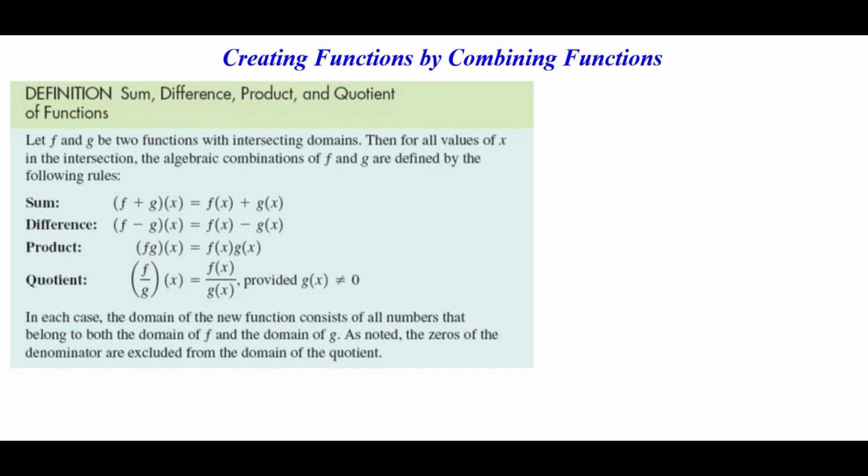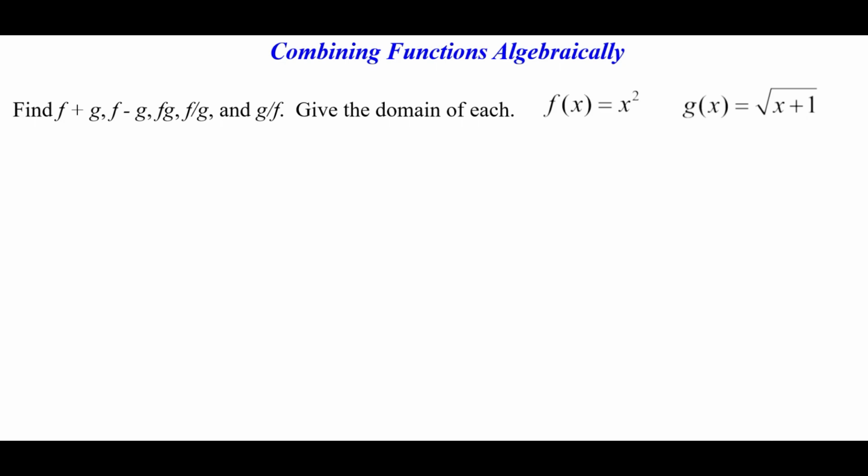And if we need to find the quotient of two functions, we put one function over the other, and then we're going to have to pay attention to what happens to my denominator, because remember, my denominator can never be 0. So an example here, we have f of x equals x squared and g of x is the square root of x plus 1. So we're going to look at combining some functions.